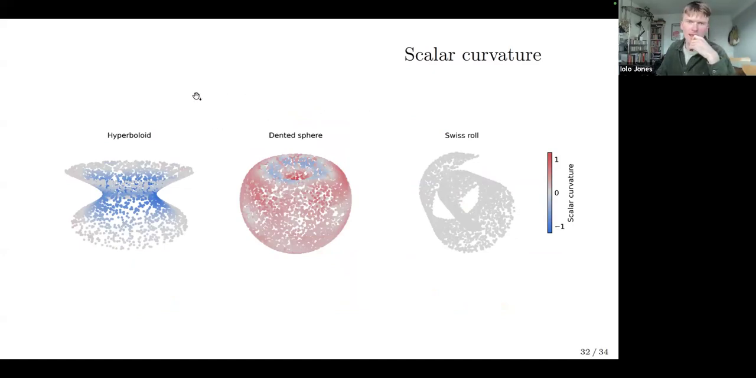So the scalar curvature of a hyperboloid is negative everywhere, particularly in the middle. This is a kind of apple shape, so it's positive everywhere, and then it dents in and becomes negative, and then bottoms out and becomes positive again. So this is the correct scalar curvature behavior that you'd want. And then also on the Swiss roll, which is the famous example of a curved space that isn't actually curved in the sense of scalar curvature, which we're correctly estimating to be 0.